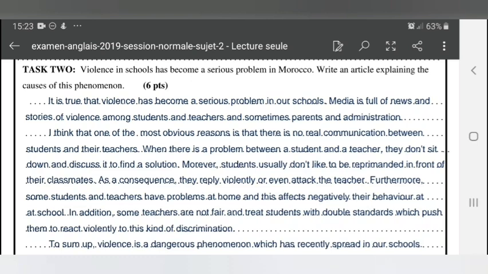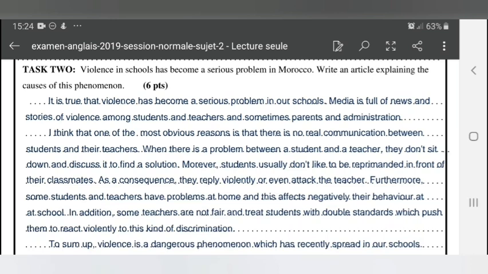It can be like this. It is true that violence has become a serious problem in our schools. Media is full of news and stories of violence among students and teachers, and sometimes parents and administration. So as you see, it's a short paragraph, so it works as an introduction.